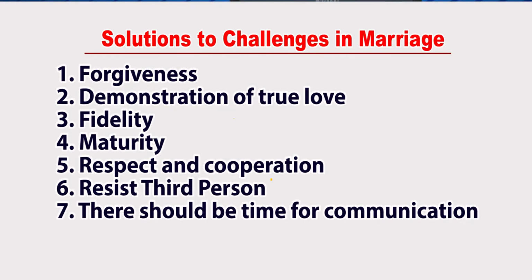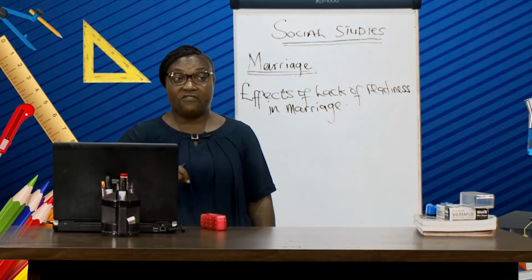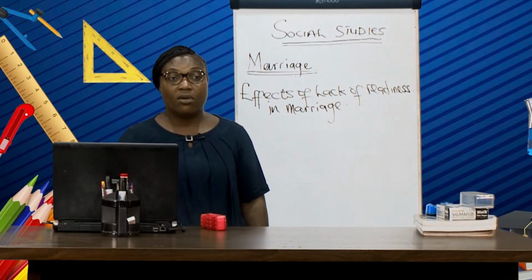Then, number 6, we should resist third persons. We should resist the influence of another person, which may be your friend, it may be your neighbor, it may even be your family members.